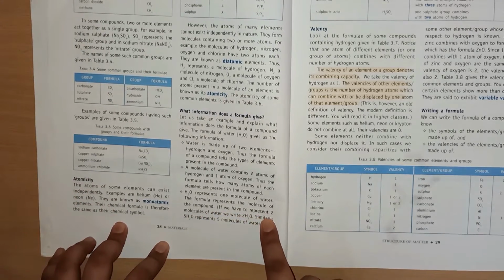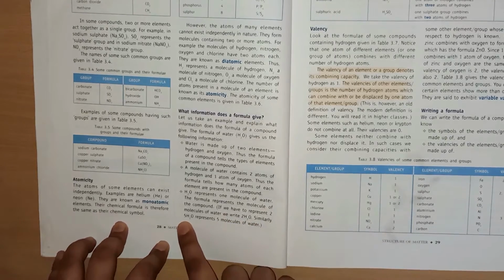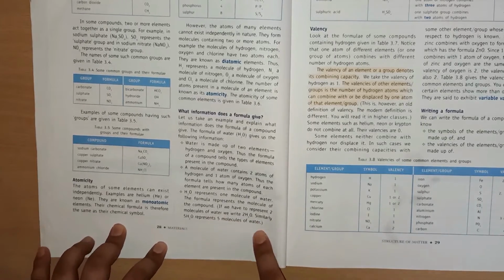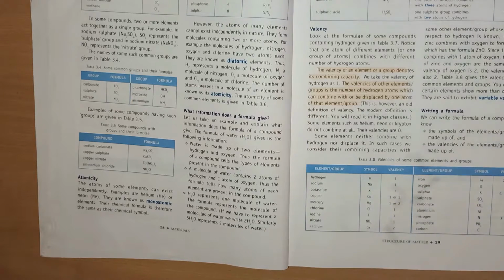If we represent two molecules, we write 2H2O. Similarly, 5H2O represents 5 molecules of water. So it is also representing the number of molecules of water. Like if we simply write H2O, it is telling one molecule of water. If we write 2H2O, it is telling 2 molecules of water. If we write 100H2O, it is telling 100 molecules of water.